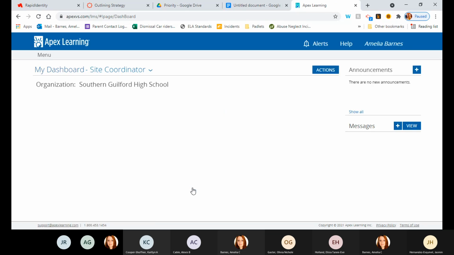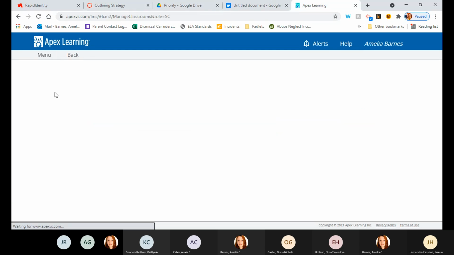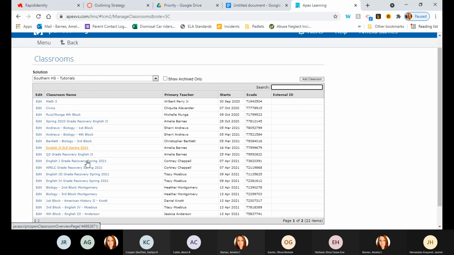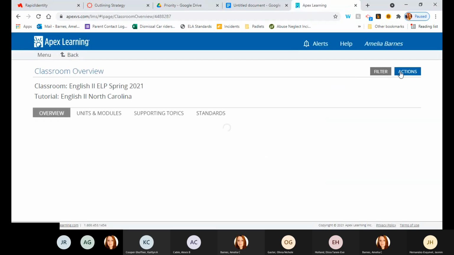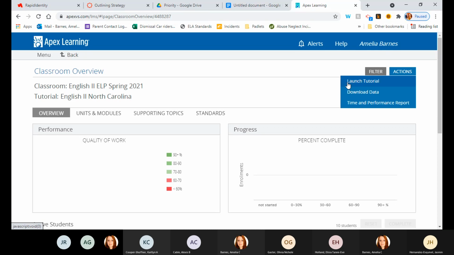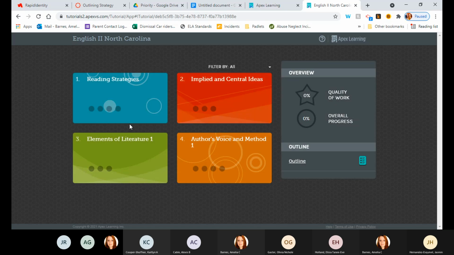Switch back over to the right thing. Yours is going to look different. I have a lot more stuff here because this is the teacher side of things. So when you launch the tutorial, it's going to look like this. There are only 4 units. You do 1 a week for the month of May. You'll start with the first one, which is reading strategies.